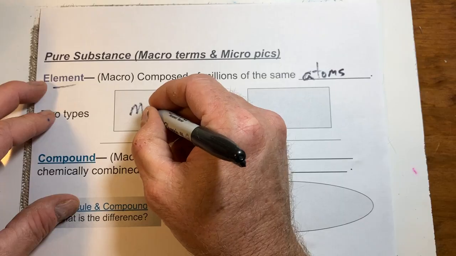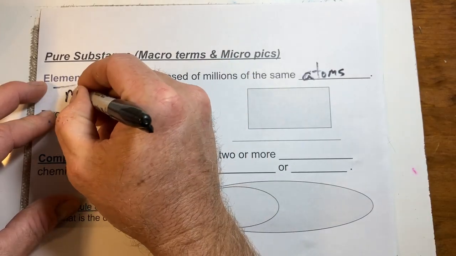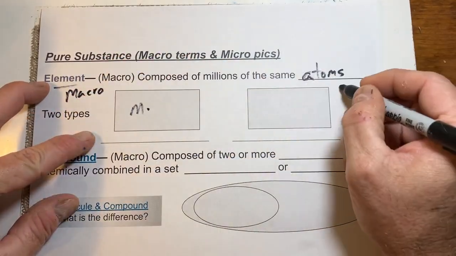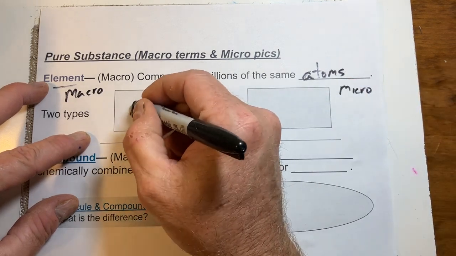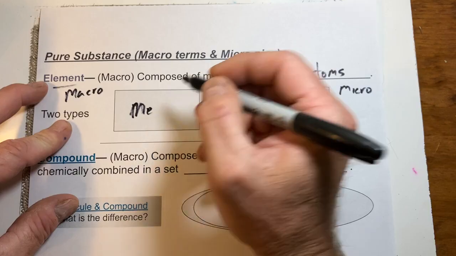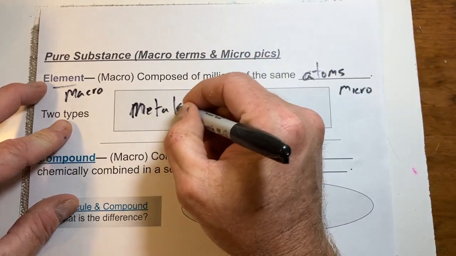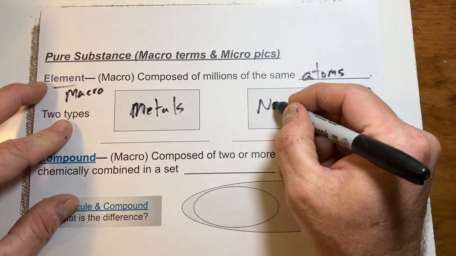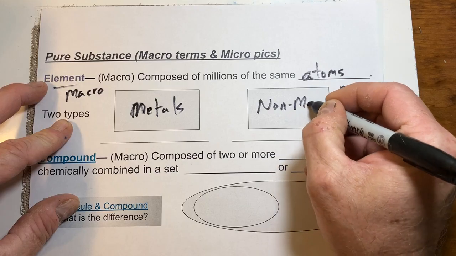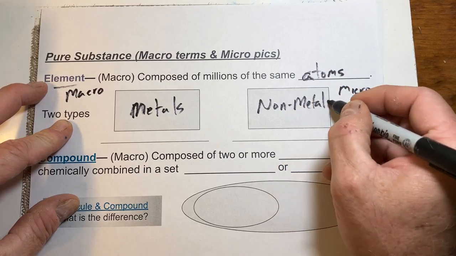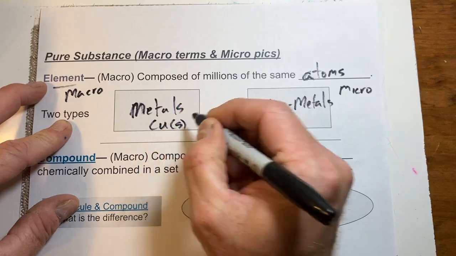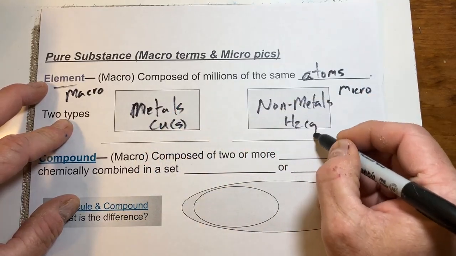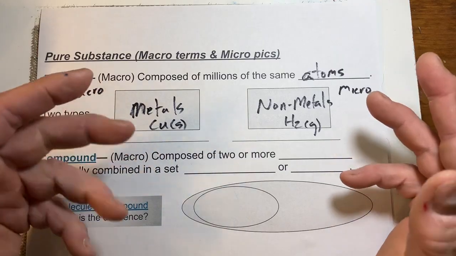I'll put macro here so we can use this for something else. Macro and micro. But again, you remember the metallic types of elements, the metals, and we can have the non-metals. And we said those can be in the diatomic form, like H2, and we could have copper as a solid, where it's, this would maybe be a gas, but they're still in the elemental form.